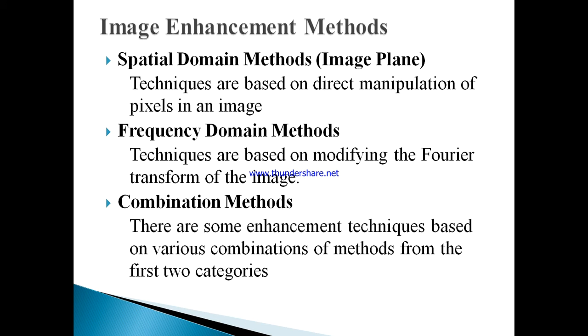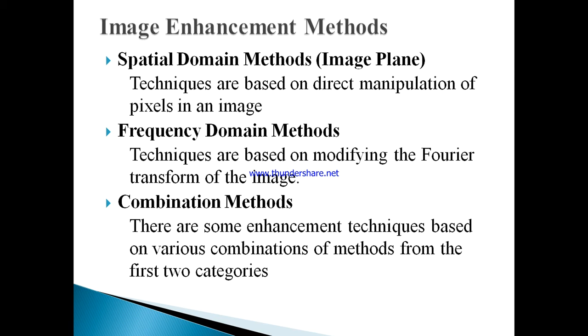So first one is the spatial domain method, the image plane. Next one is the frequency domain method, and finally the combination method. The spatial domain method is based on direct manipulation of pixels. For example, we can place a masking technique over the pixels of the image and process them. So next one is the frequency domain method.